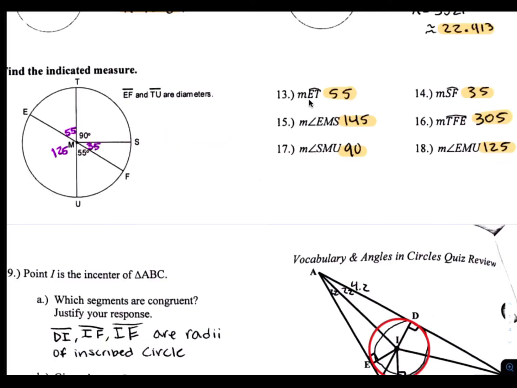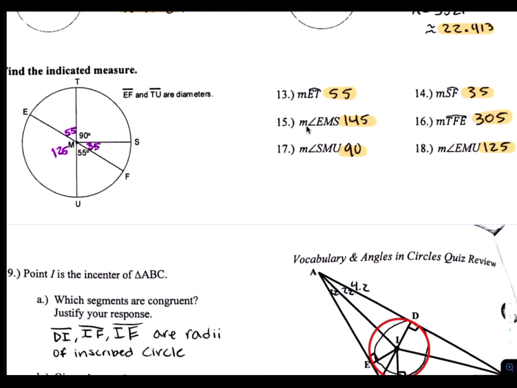All right, number 13 is asking for the measure of arc ET. Now arc ET, the measure of that arc is the same as the measure of its central angle, which is 55 degrees, so therefore the measure of arc ET is 55 degrees. Number 14, the measure of arc SF is the same as its central angle, and the central angle is 35 degrees, so the measure of arc SF is 35 degrees.